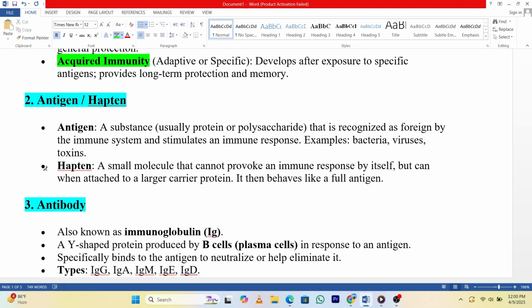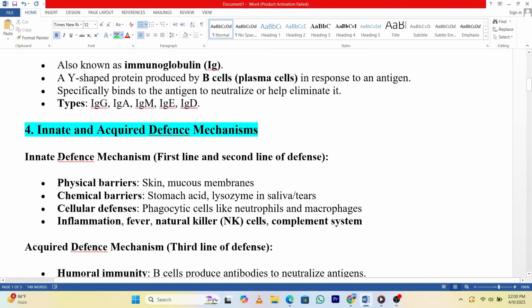3. Antibody. Also known as immunoglobulin, Ig. A Y-shaped protein produced by B cells, plasma cells, in response to an antigen. Specifically binds to the antigen to neutralize or help eliminate it. Types: IgG, IgA, IgM, IgE, IgD.